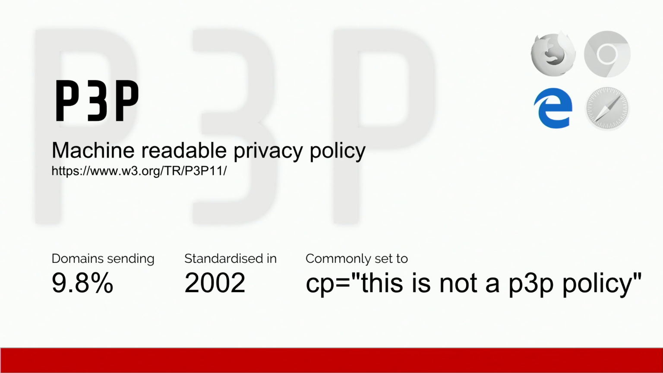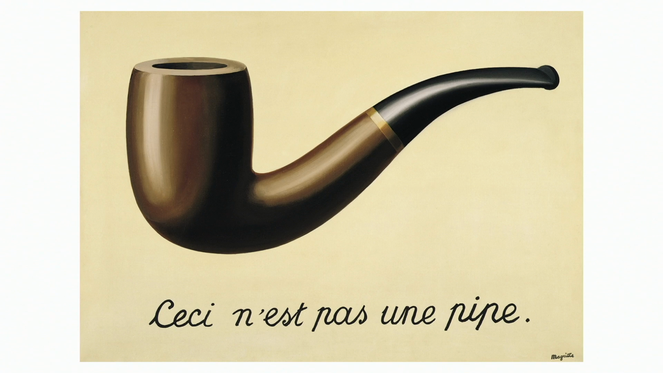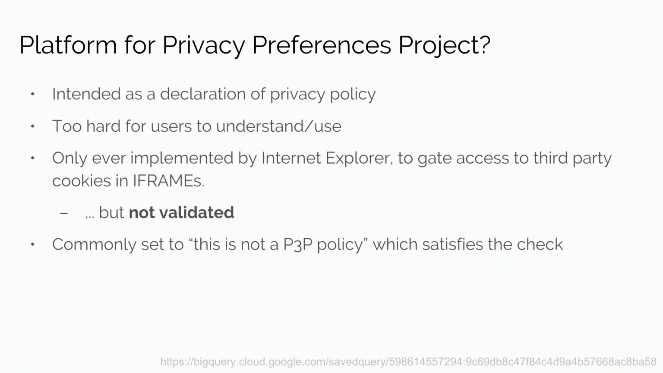So this jumped out at me for a couple of reasons. It's 10% of responses in the HTTP archive, which seems like a lot for a header I'd never heard of. And more curiously, the most common value for this header is the phrase, "This is not a P3P policy." So, like, is this a P3P policy, or is this not a P3P policy? So I obviously went on Wikipedia and found out the answer.